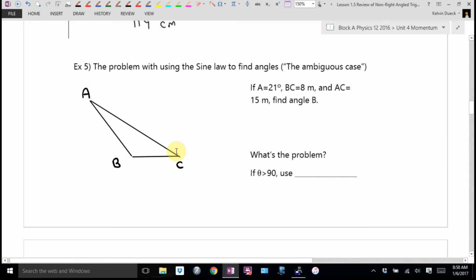So I wrote down here in this triangle, if angle A is 21 degrees, let's fill that in my picture. 21 degrees. If side BC is 8 meters, so that's 8. Hey, I got a pair. It is sine law. If side AC is 15 meters, it wants me to find angle B. Okay. Well, I would go like this. I would go sine 21 over 8 equals the sine of angle B over 15.